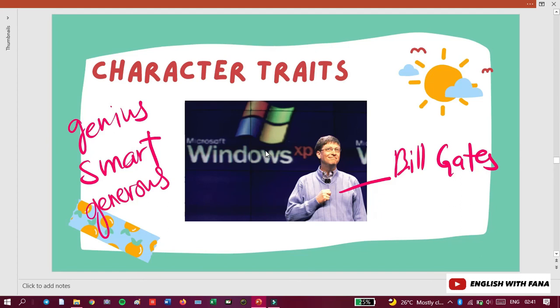And what else? Maybe from his face, what can we say about him? Maybe he is a friendly person. Maybe, right? And he is maybe he is a kind person. Okay, so these are all the character traits that we can give Bill Gates.